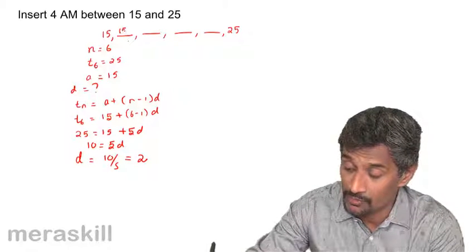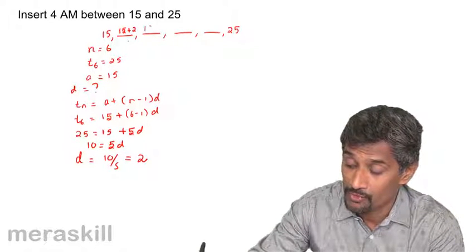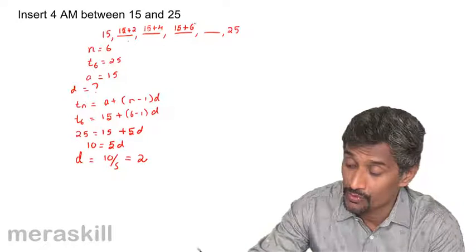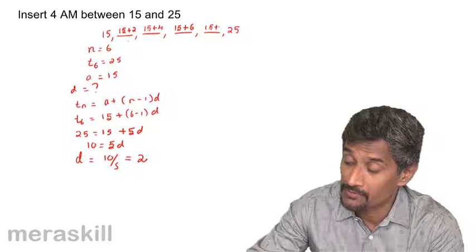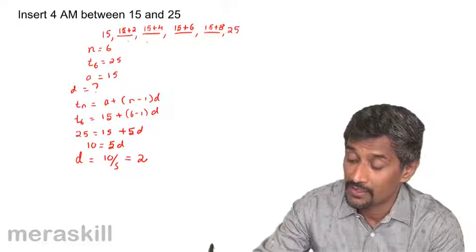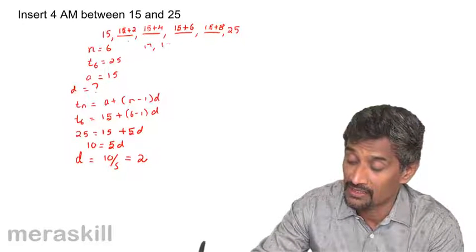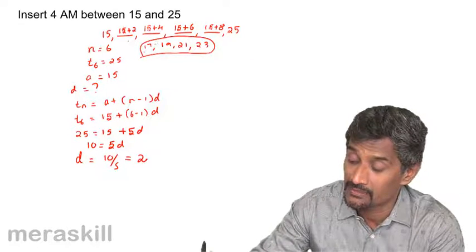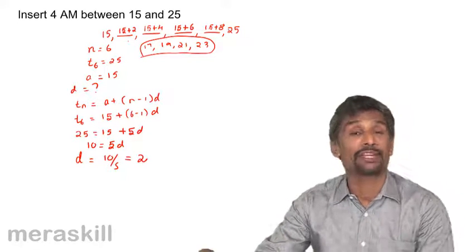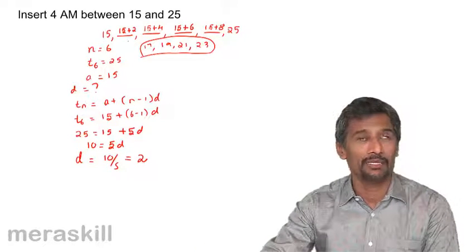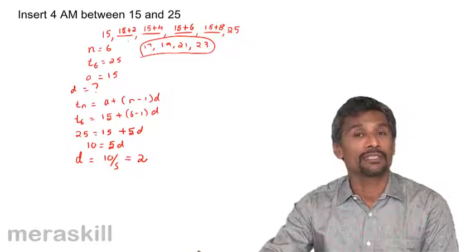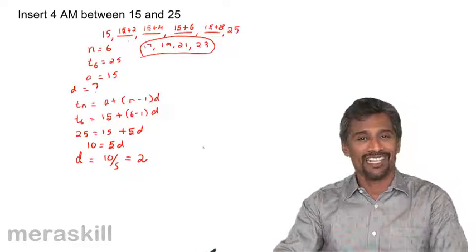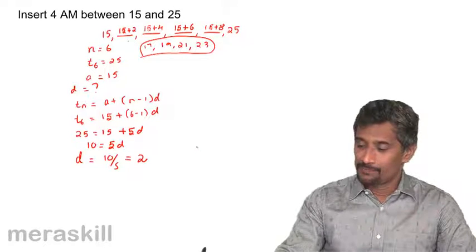In that case, this is going to be 15 plus 2. This is going to be 15 plus 2 into 2, 4. This is going to be 15 plus 3 into 2, 6. This is going to be 15 plus 4 into 2, 8. So hence it will be 15, 17, 19, 21 and 23. So these are the 4 arithmetic means between 15 and 25. It goes without saying, the words arithmetic mean and arithmetic progression are synonymous with each other. Wherever we are talking about arithmetic mean, it means that it involves an arithmetic progression.